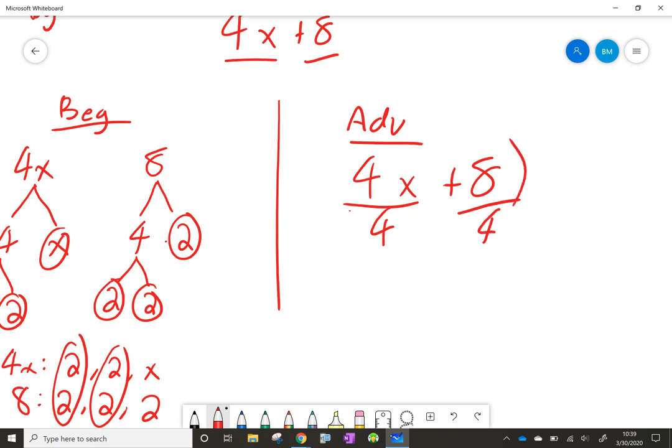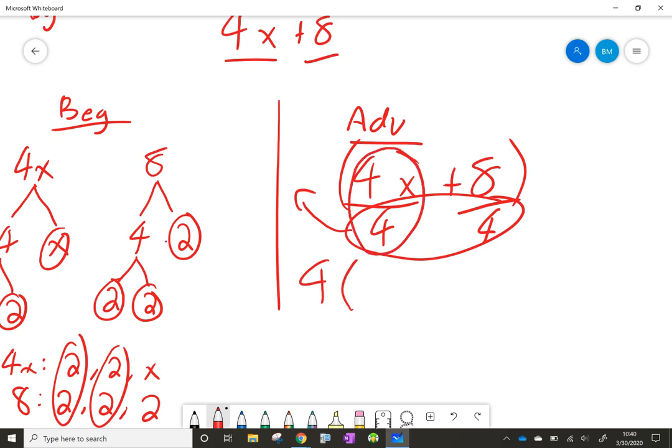We take this 4. Remember, imagine the parentheses are on those two terms. Both of these can be divided by 4. So we take this 4 and we bring it outside, right? And then we do the math for the remaining part of the group. If I divide that term by 4, 4x divided by 4, remember, it just becomes 1x. If I divide 8 by 4, 8 divided by 4 becomes 2, remember? So we end up with 4 parentheses x plus 2.